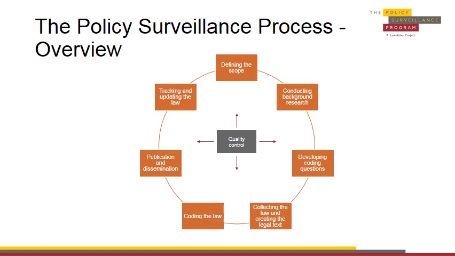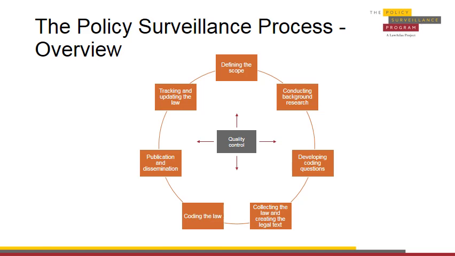A policy surveillance project begins by defining the scope of the project. This includes identifying the audience, the goals of the project, and any key research questions that the project is seeking to answer. Next, the project team will conduct background research, exploring the legal landscape for the project's topic and identifying specific legal variables that can be measured through the 5 state memos.